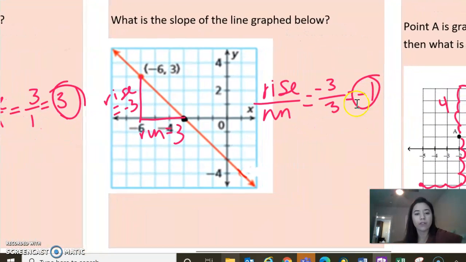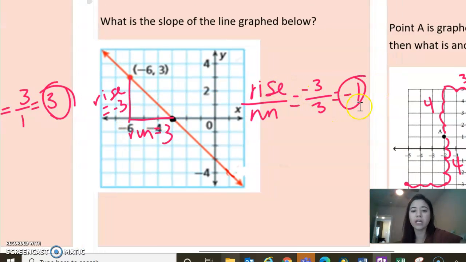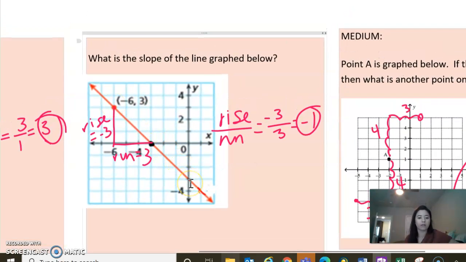And then lastly, for the miles, here we have to go down to get to our next point, so we rise -3, 1, 2, 3 because we went down, run 3, so -3 over 3 equals -1. Again, this one is also pointing down towards the ground, so it makes sense that it's negative.